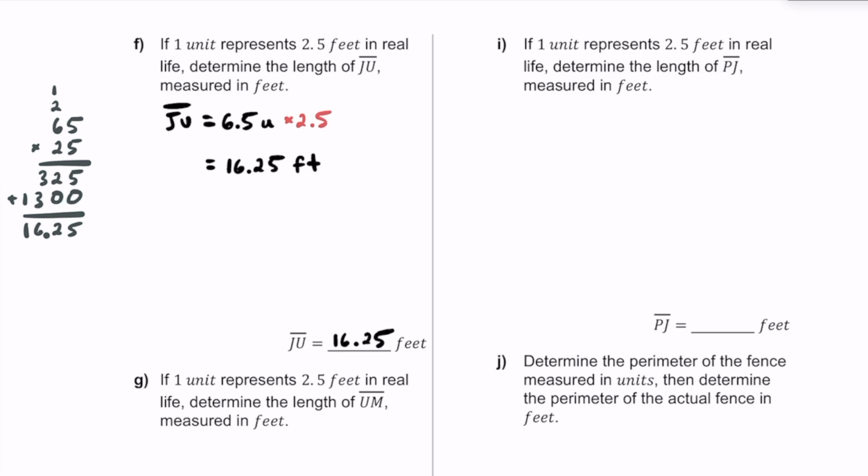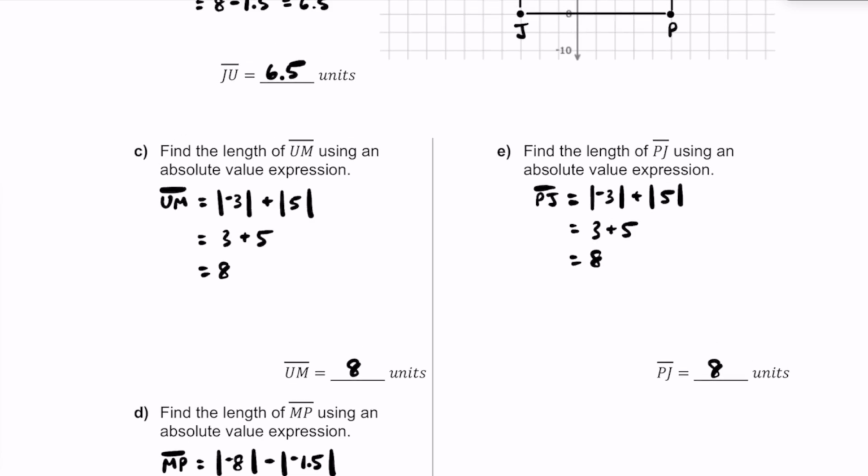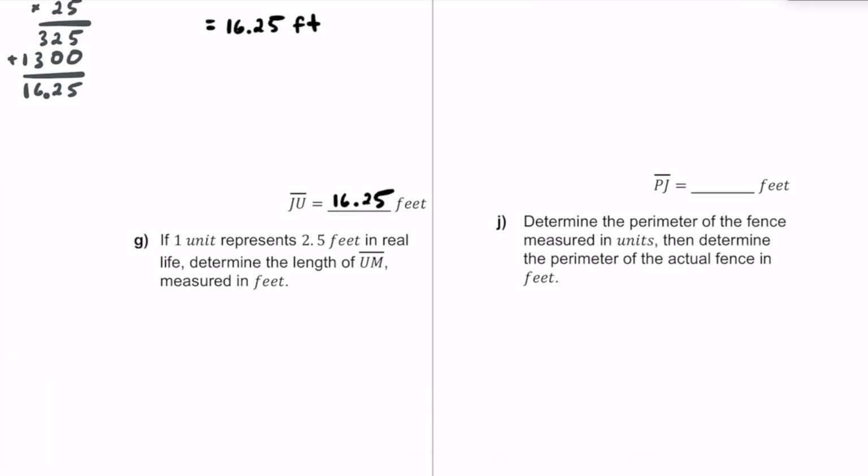Okay. All right, moving on. For letter G, it says same conversion. 1 unit is 2.5 feet in real life, but this time we're going to do UM. So let's see how long UM was. Looks like UM was 8 units, so let's go ahead and use that information.